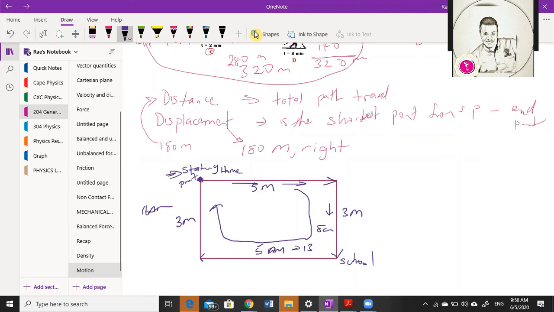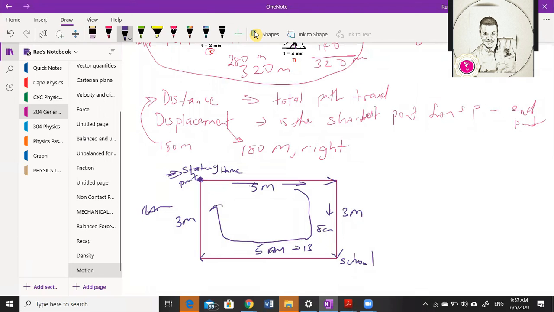Sir, 60 meters. No, that's the distance. Distance is the total path traveled. You understand? You get that point? What is the displacement? In terms of definition, it's the shortest distance from a starting point to the end point.